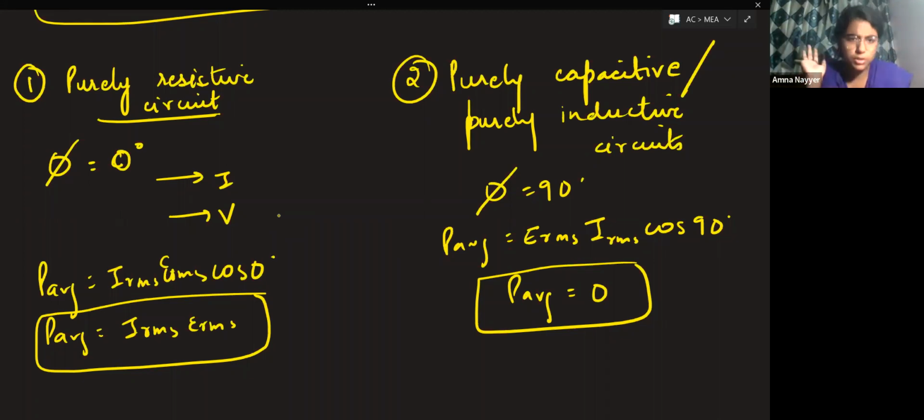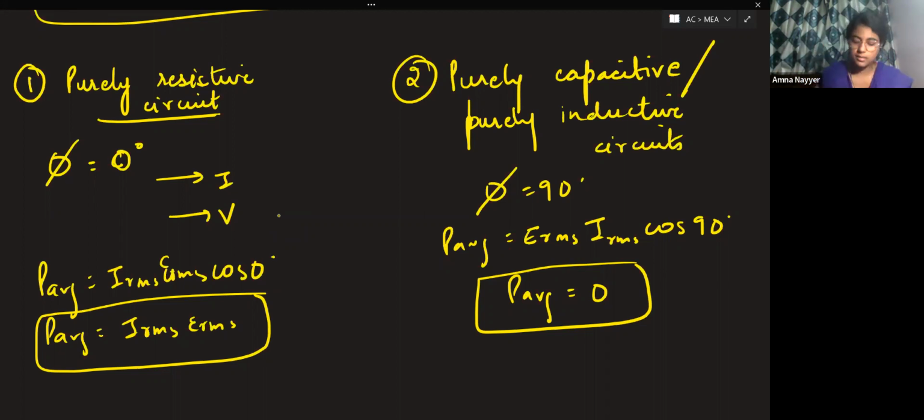This comes in your theory questions only. This is not a part of your numerical questions. It can be asked directly: what's the power dissipated in an average cycle for a purely capacitive circuit, or a purely inductive circuit? So this much you can mention.